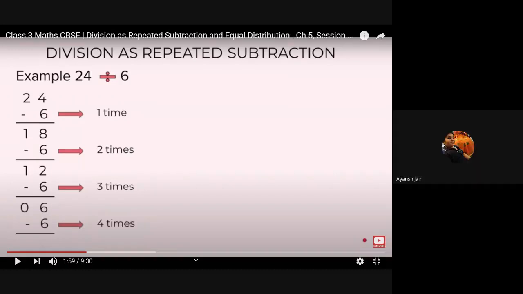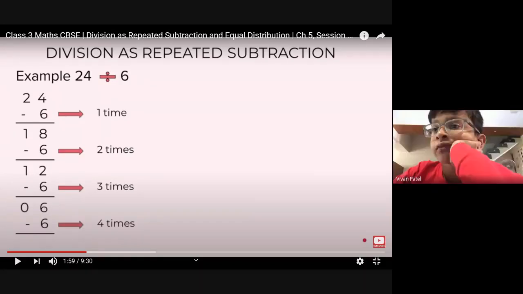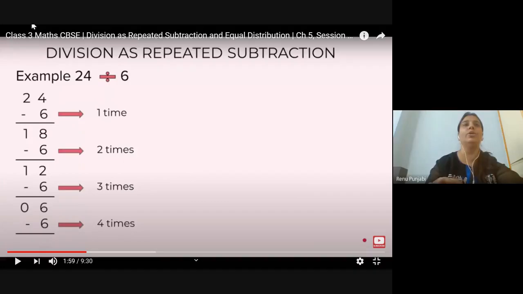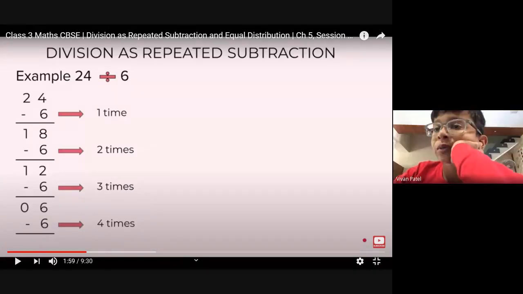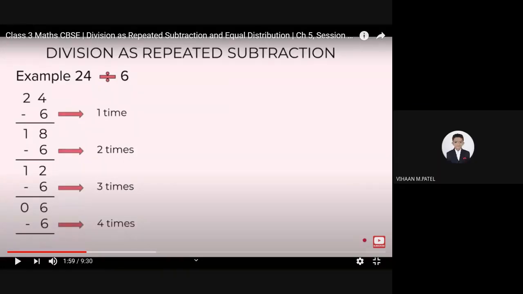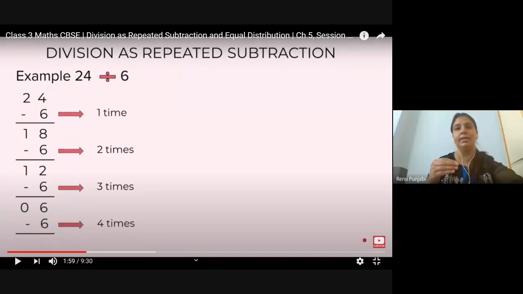So how many times have we done this step? 4. So what will be the quotient in this? 4. The number of times we subtract 6 from 24. Okay, let me explain. The number of times you do the step.